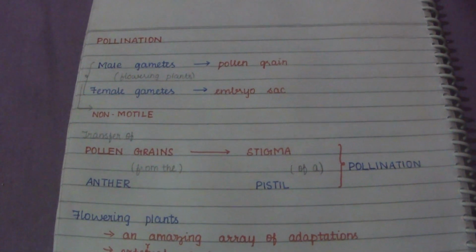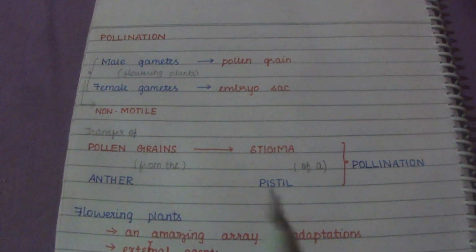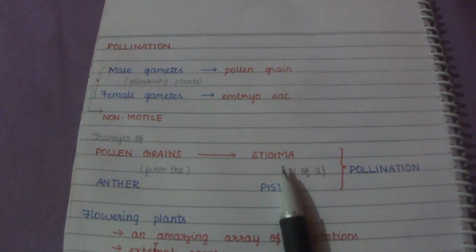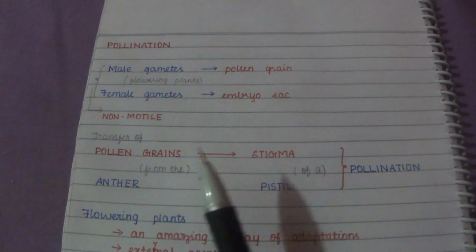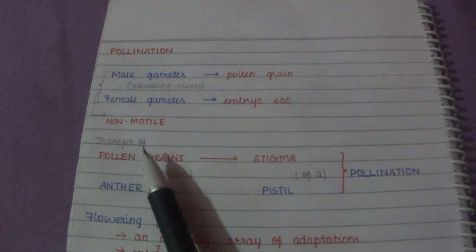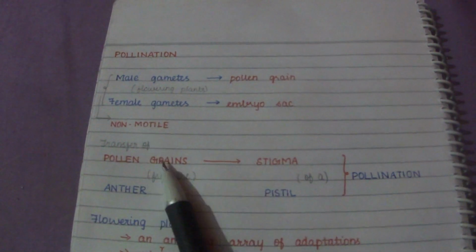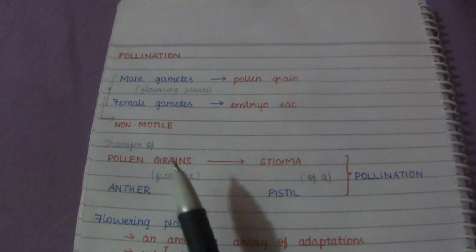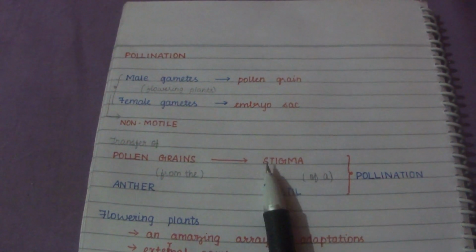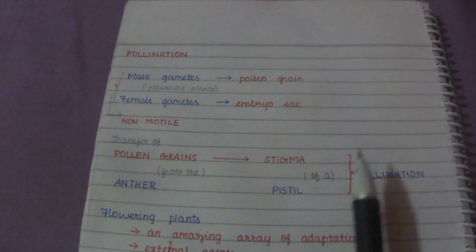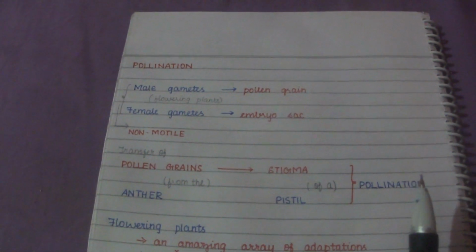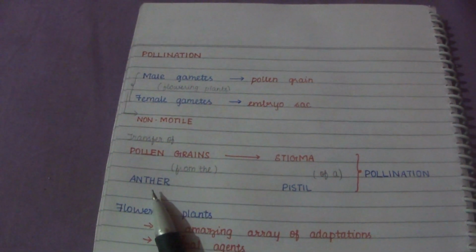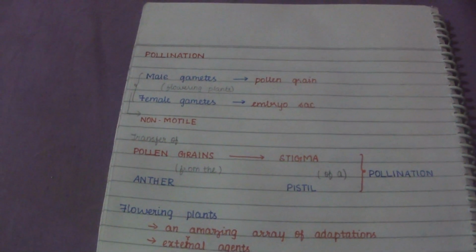So the general definition of pollination is that the pollen grains have to meet the stigma. The pollen grains are in the anther and the stigma is in the pistil. So from the anther, the pollen grains have to be transferred to the stigma. That is, the transfer of pollen grains from the anther to the stigma of a pistil is called pollination. The pollen grains in the anther have to reach the stigma. This is the general definition.